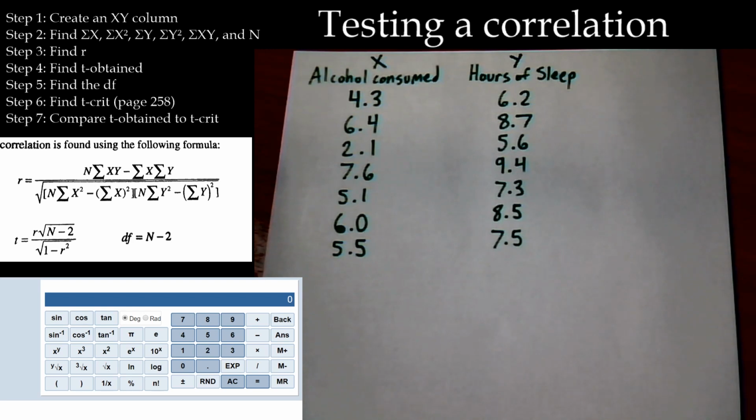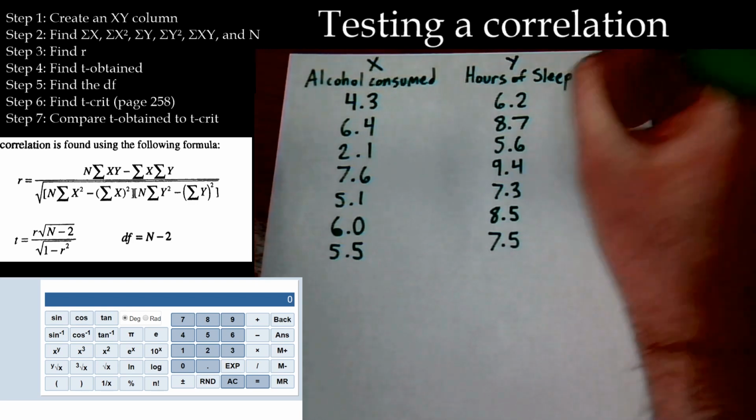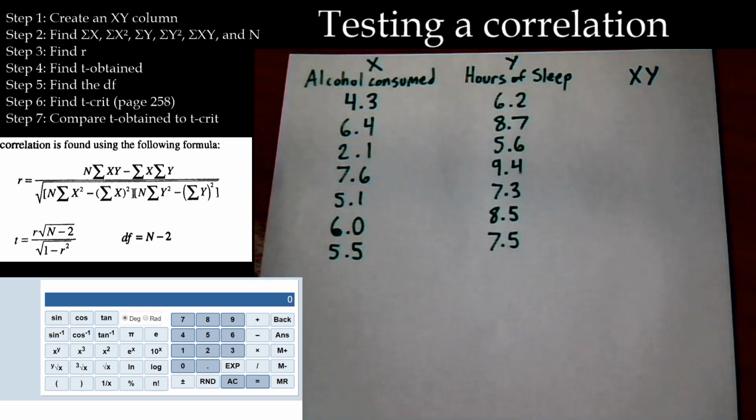Step 1 to test a correlation is to make an x-y column. In the xy column, you multiply each x value by its paired y value. You multiply the values all the way down the column. I'm going to use an on-screen calculator here.